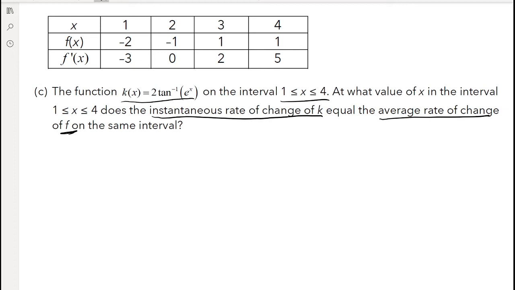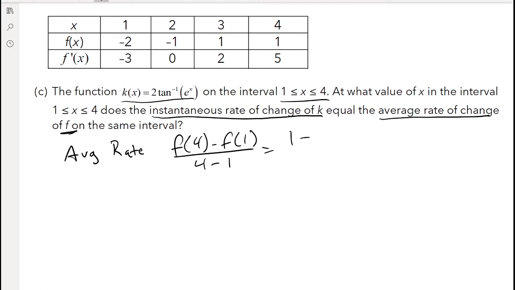So I just need to find the average rate from 1 to 4 for my f function, okay? So the average rate of change, again, is not for k, but it's for f. So I'm supposed to be looking at f of 4 minus f of 1 all over 4 minus 1. You guys remember that? It's basically the slope. That's all the average rate of change is. It's the slope from one endpoint to the other endpoint. So f of 4 is equal to 1 minus f of 1, which is -2, all over 4 minus 1. So that gives me 3 over 3, which is just equal to 1. The average rate for my f of x function is 1.